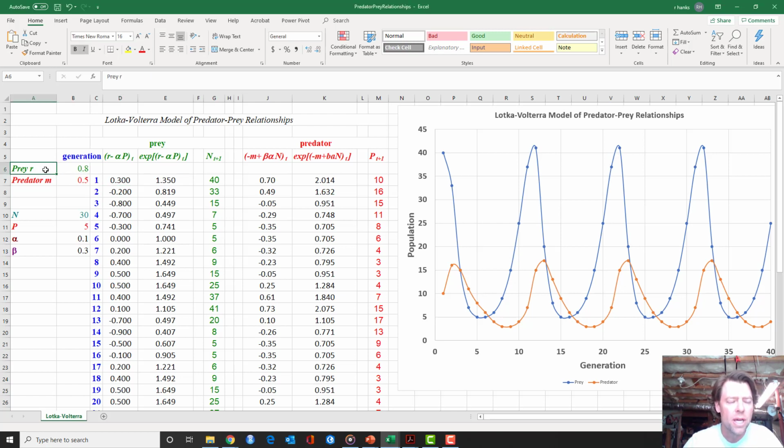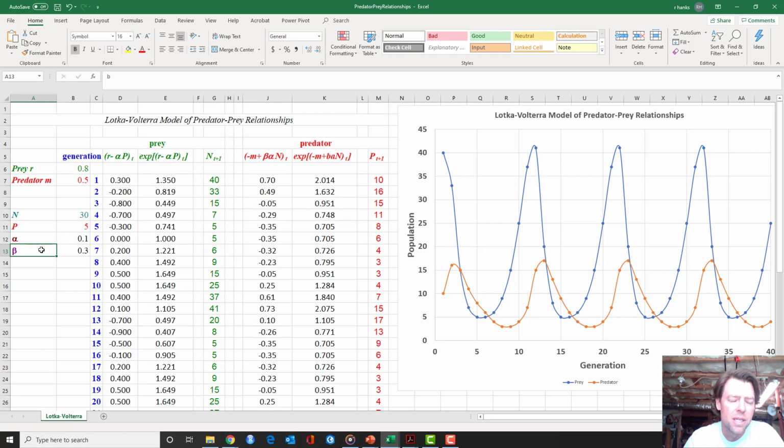The prey R is the population growth rate. The predator M is the mortality rate of the predators, so it's sort of the inverse of the population growth rate, or the opposite of it, you can think of it that way. N is, of course, our population of the prey species. P is the population of the predator species. Alpha is the capture efficiency, so how efficient the predators are at actually capturing prey, in other words, removing some of the prey items.